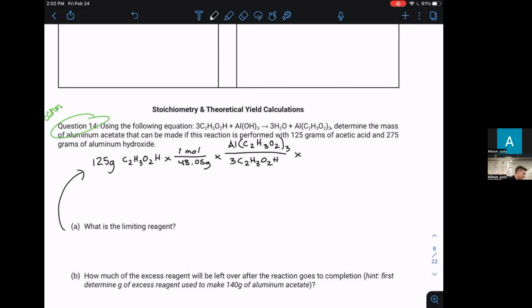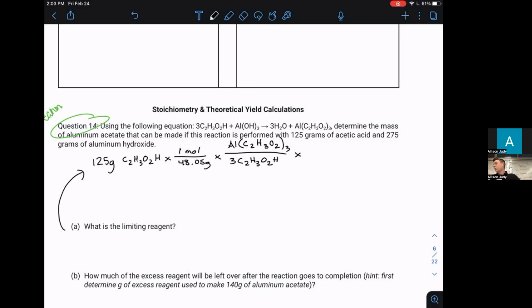Aluminum, 26.98, plus carbon, 12.01 times 2. Oh, wait, you have to multiply all of this times 3 because there are 3 of them. So 12.01 times 6, actually, my bad. 1.01 times 9, plus 16 times 6. Just Google it if you want to. And you get, what'd you get? Did you solve it? I got 204.13. Yeah. Okay.